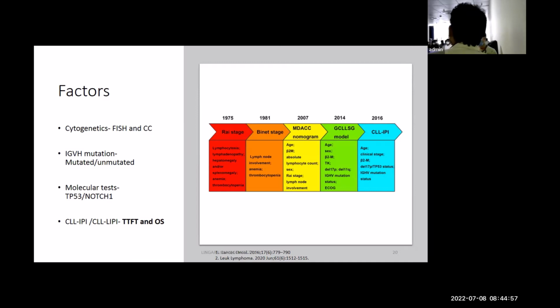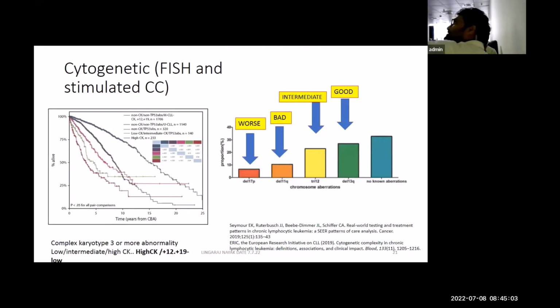Now, IgVH mutation is something which everybody does. We do it in our institute. Molecular testing we do, TP53 yes, others we don't. Okay, so this is cytogenetics, which I have enumerated. The first time this concept came in 2000, in a paper from Döhner. It's an interesting paper. It's the first time CLL was cytogenetically divided into 5 different groups.